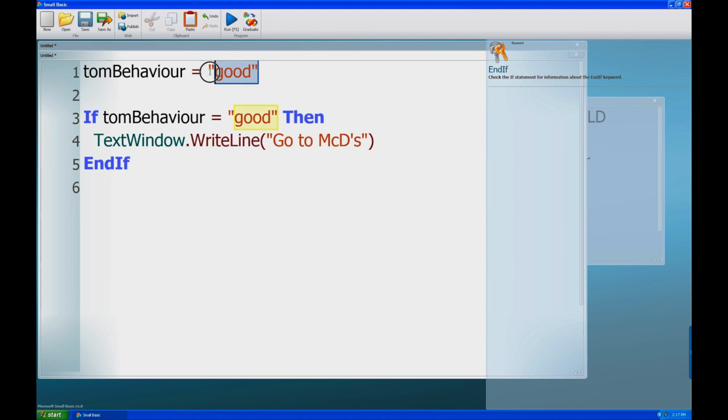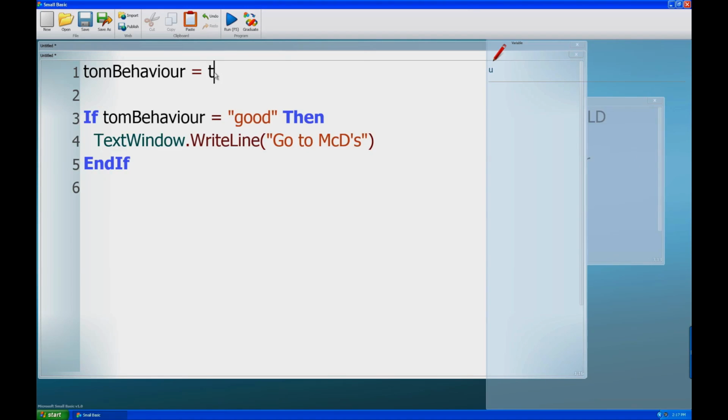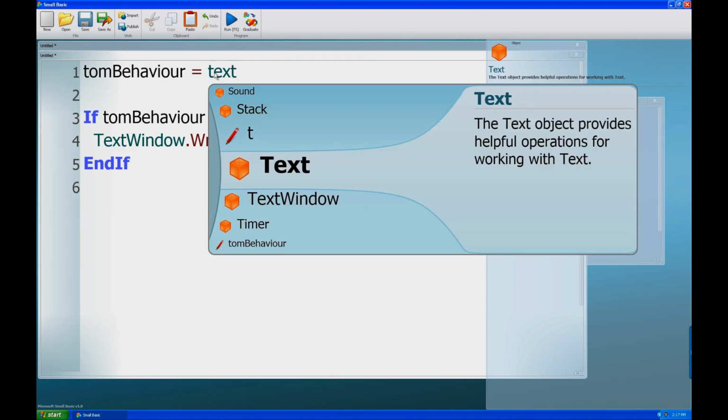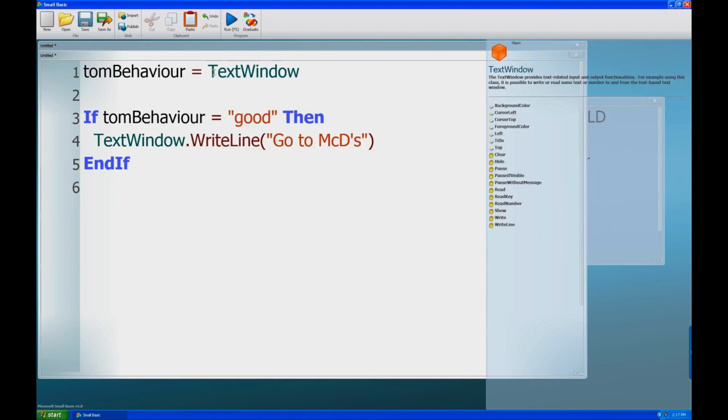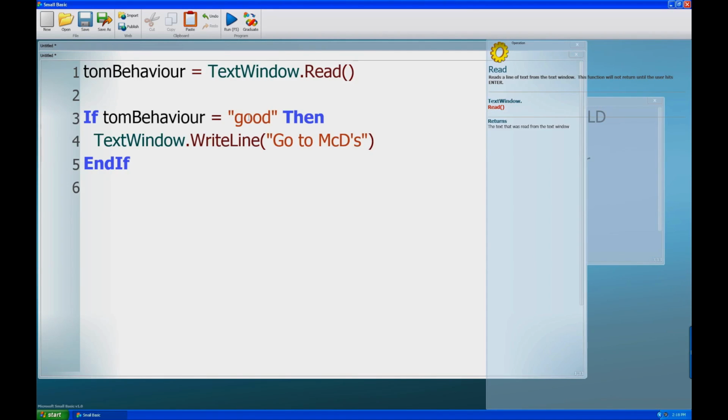In fact, for testing purposes, we could even switch this so that it's a user input. So I'm just going to simply write text window, because that's where we're getting the user input from. Dot read. And that allows us to read what the user types in.